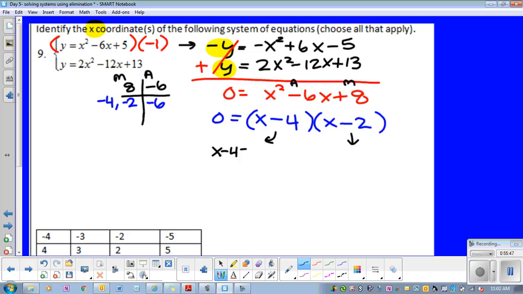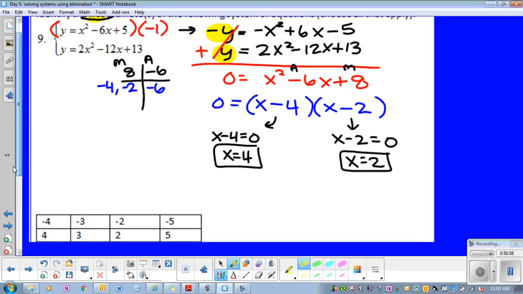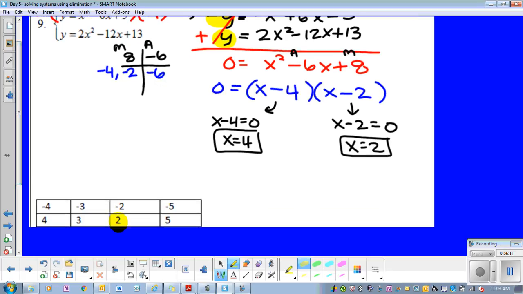X minus 4 equals 0. X minus 2 equals 0. So then x equals 4 here, and x equals 2 over there. Do I need to solve the matching y's? No, because it said find just the x coordinates. So, 1, 2, yep. Oh, oops, not that one. There we go. 4 and 2.